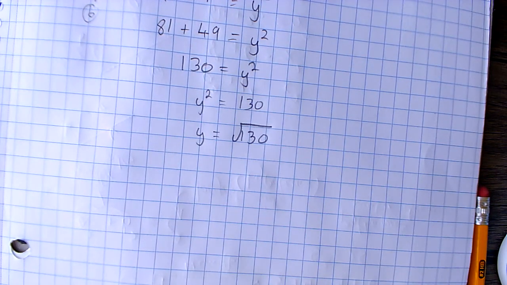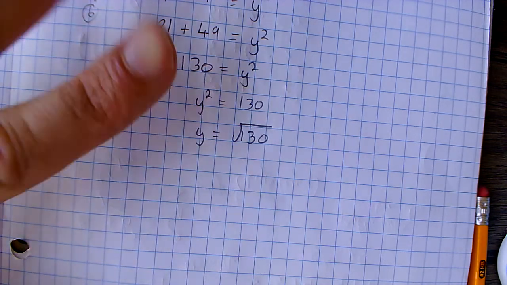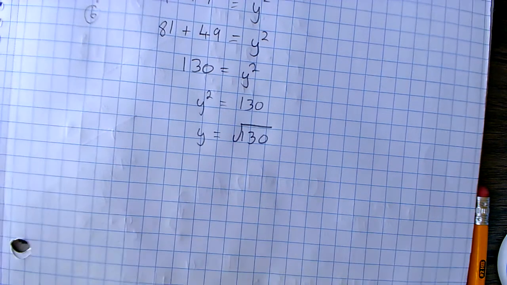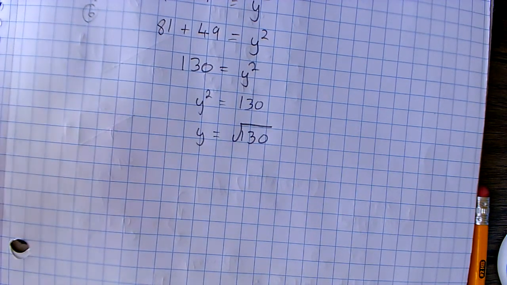Okay, so y equals the square root of 130. And if this was a non-calculator paper, you just leave your answer like that. You've got full marks. Great.